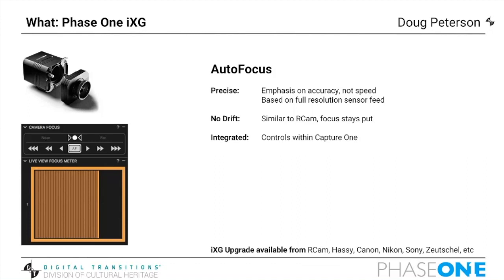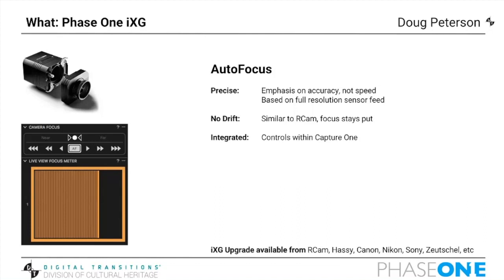The IXG implements a cultural heritage-only autofocus. It emphasizes precision and accuracy over speed. You'll probably never find another company bragging about how slow our autofocus is. Our autofocus in the IXG takes a solid 4 or 5 or 6 seconds, which is 10 or maybe even 100 times slower than normal general purpose autofocus.